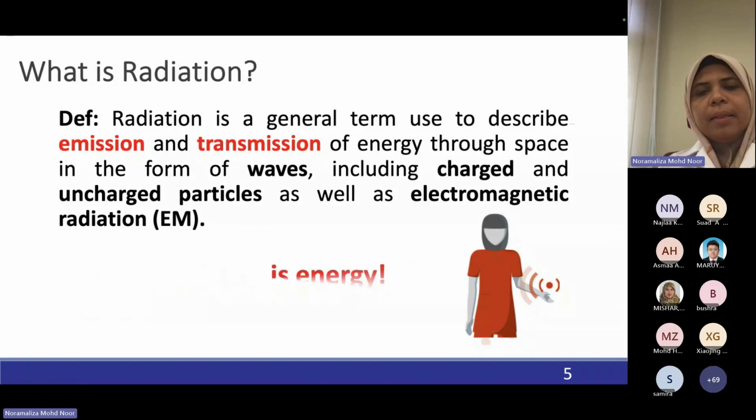So as a recap, what do we mean by radiation? Radiation is a general term used to describe the emission and transmission of energy through space in the form of waves, including charged and uncharged particles, as well as electromagnetic radiation. So it means that when you are exposed to radiation, you are being given energy. The simplest way we can describe radiation is energy.